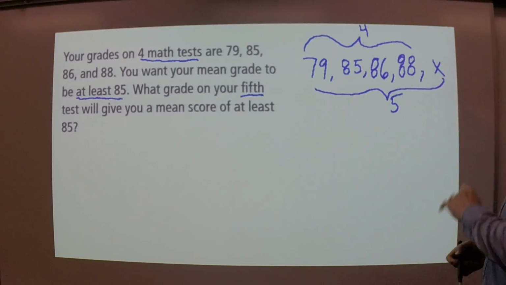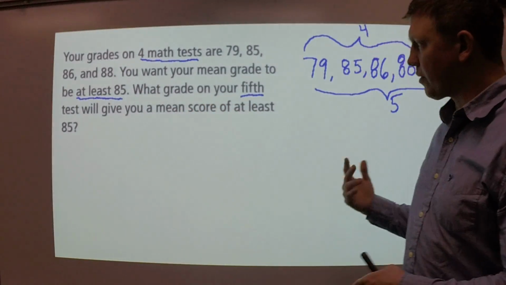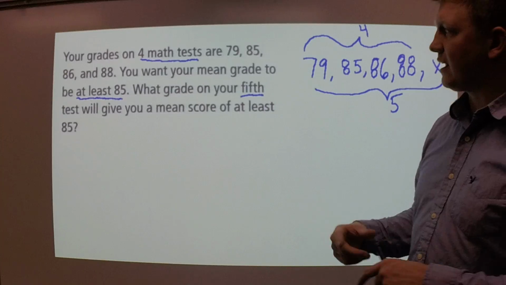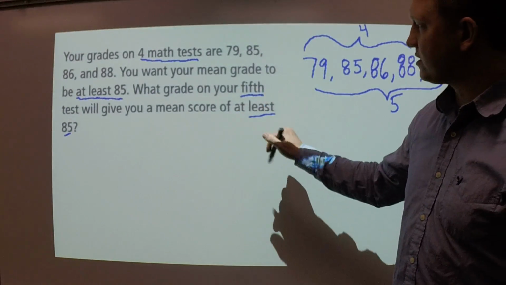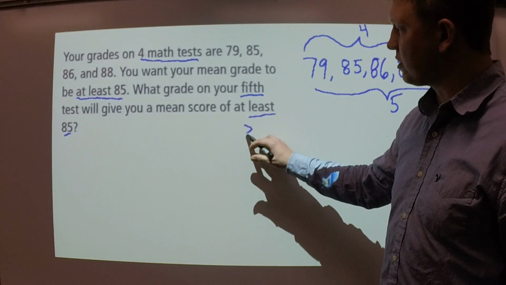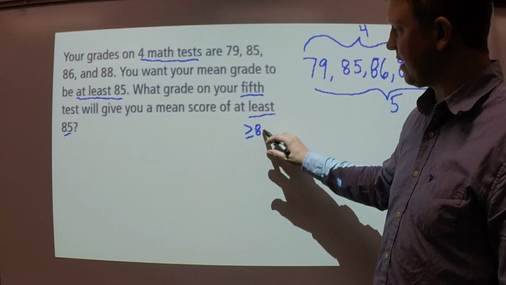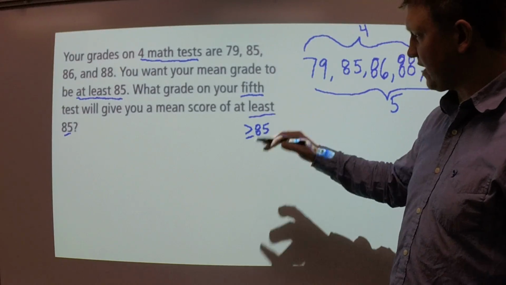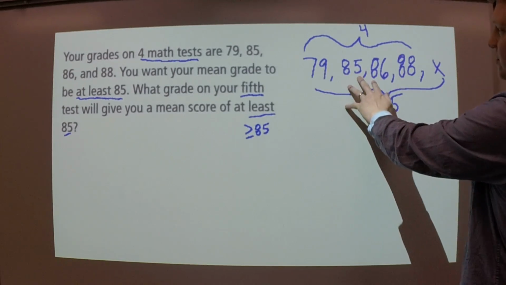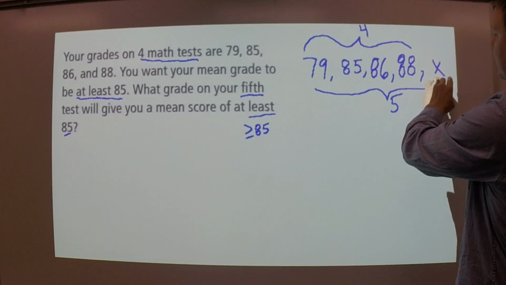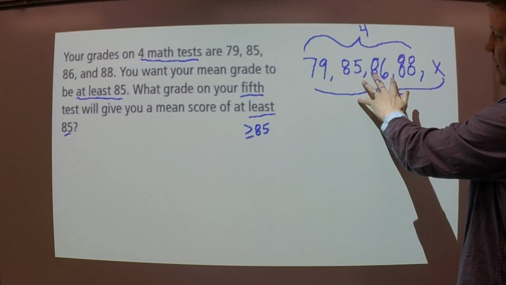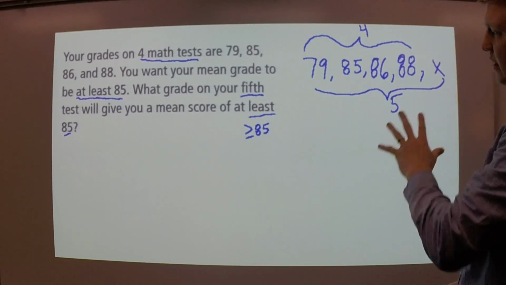Unknown, we don't know what it is. That's our variable. That's what we want to figure out. It says we want to get at least an 85%. The words at least means that we want to be larger than or equal to 85% on our overall grade. And if that's true, you can see these are pretty close to 85%, right? But this one's kind of low, so you'll know that you'll have to score sort of in this 80 range. You could guess, but there's a better way.